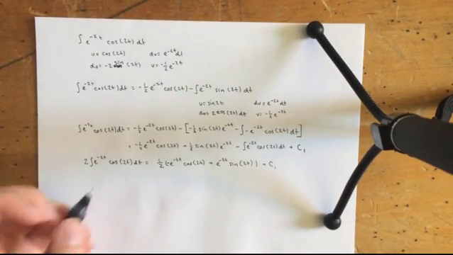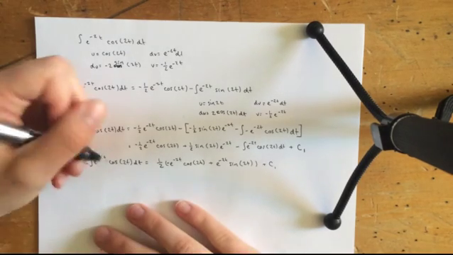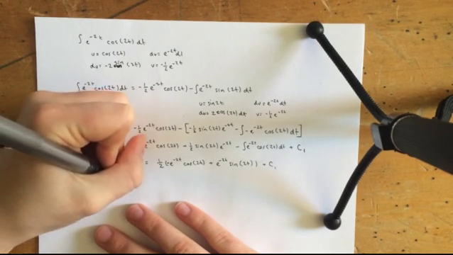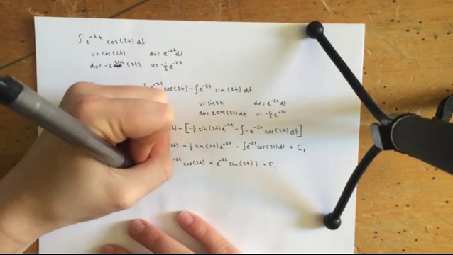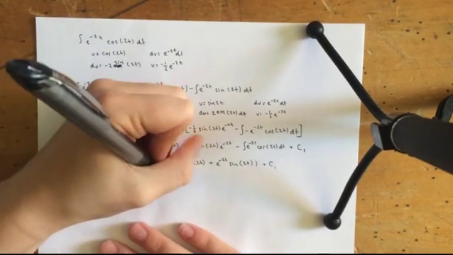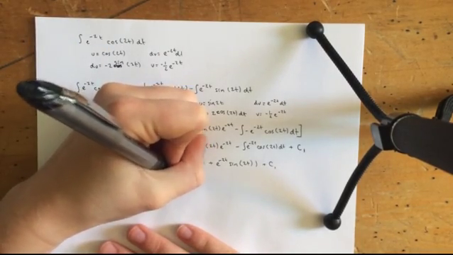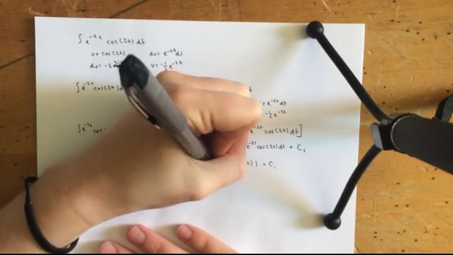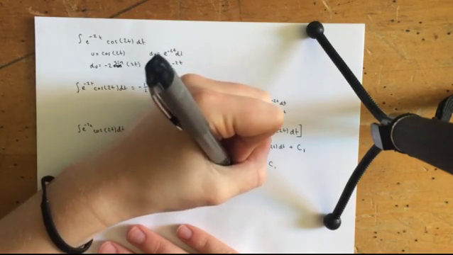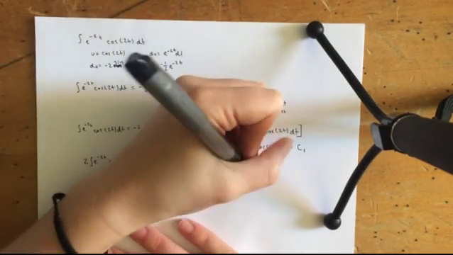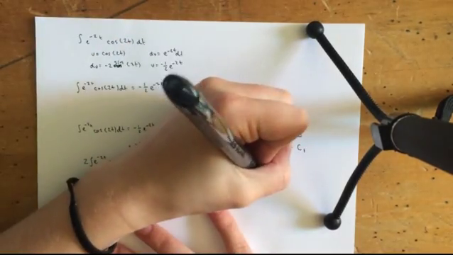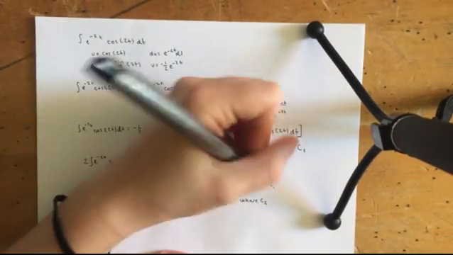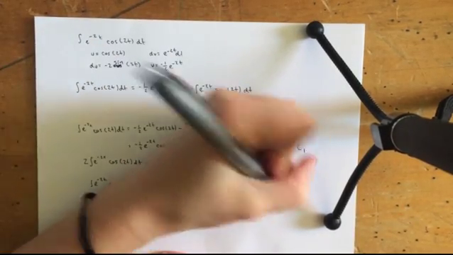And finally, to finish this all off, we're just going to divide every term by 2. So we get that the integral of e to the negative 2t cosine of 2t dt equals 1/4. I'm going to arrange this to make it look a little nicer. e to the negative 2t sine of 2t minus e to the negative 2t cosine of 2t plus c2, where c2 equals 1/2 c1.